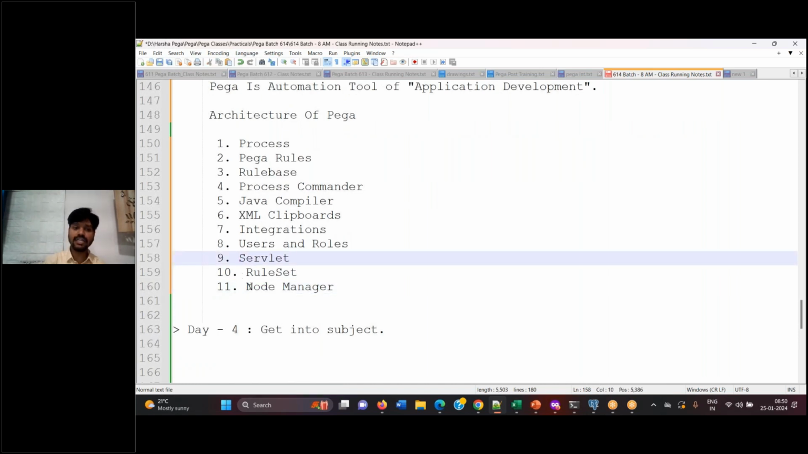These are the architectural details of the PRPC system. That's it. I just wanted to let you know the architecture. So it's a full-fledged platform. Using PEGA platform.